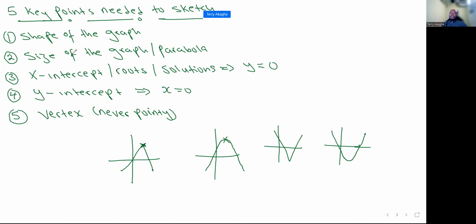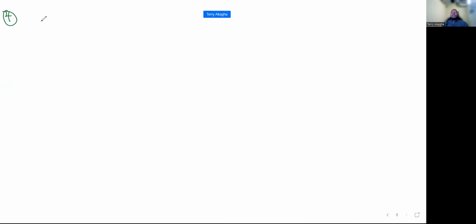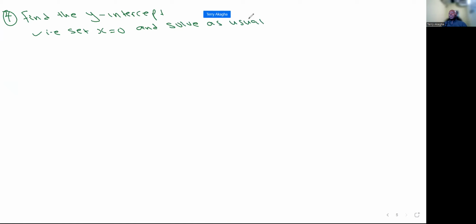Then after that, you have to go to number 4. So we've talked about the shape, the size, the x-intercept. Now you find the what? The y-intercept. So you have to now find the y-intercept. That is step 4. In the y-intercept, as usual, you will set x to be equal to 0, and you solve appropriately. I already have a video where we talked about the x and the y-intercept, so please go back and have a look at that.